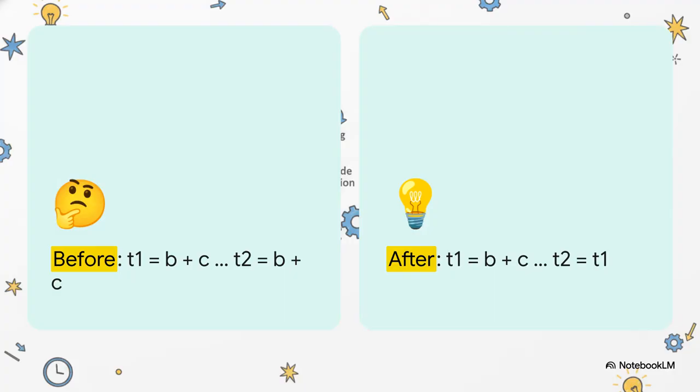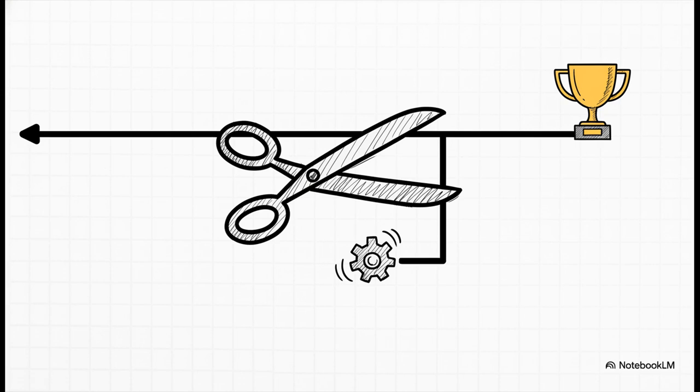In the before code, you can see we calculate B plus C, and we store it in a temporary spot called T1. Then, a little later, we do the exact same calculation all over again for T2. The after code is so much smarter. It calculates B plus C one time, and then when it needs that value again for T2, it just copies the answer it already has. Same result, half the work. Simple. Okay, the next refinement is just as intuitive.